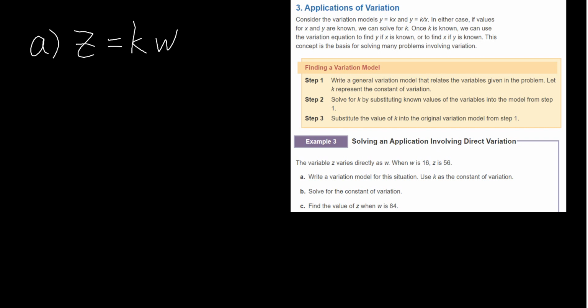And then we have solve for the constant of variation. So we need to figure out what that k is. If we were to solve for the constant of variation, we need to isolate the k, and then we're going to be substituting in our values for w and z there. So we substitute in. All right, z is 16, so we have 16 is equal to k times w, which is... wait, z is 56.